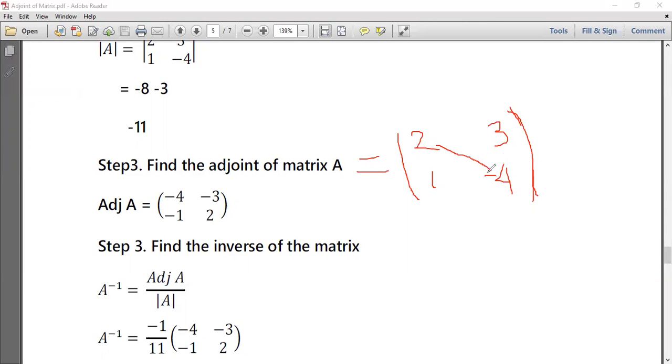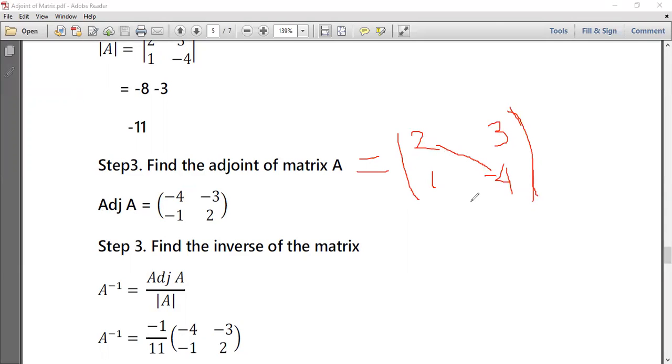So that's why, you can see, if I swap this, 4 and -4... and 2 will come down here. So this other diagonal, just leave it as it is, then multiply by what? A negative. So you'll be negative, negative. That's why you have negative, negative. So this is the adjoint.